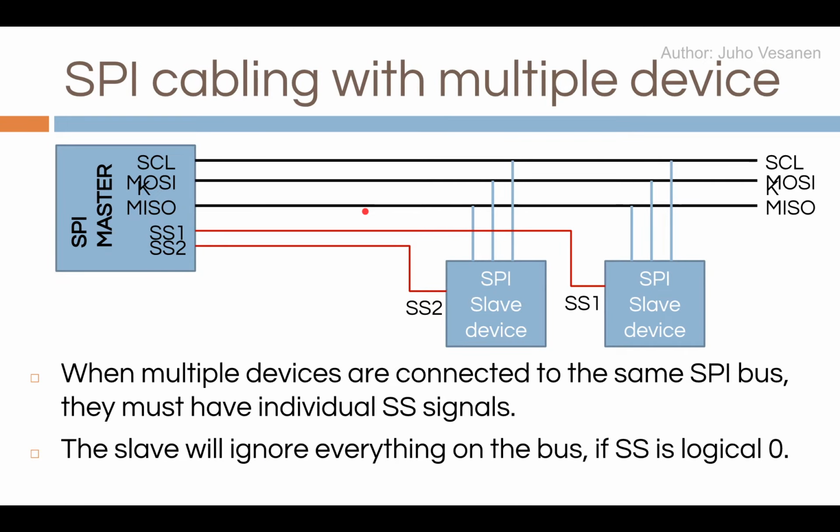Okay, multiple device cabling. So you have the common clock, MOSI and MISO lines, and then you have basically different slave selects for different slave devices. Simple.